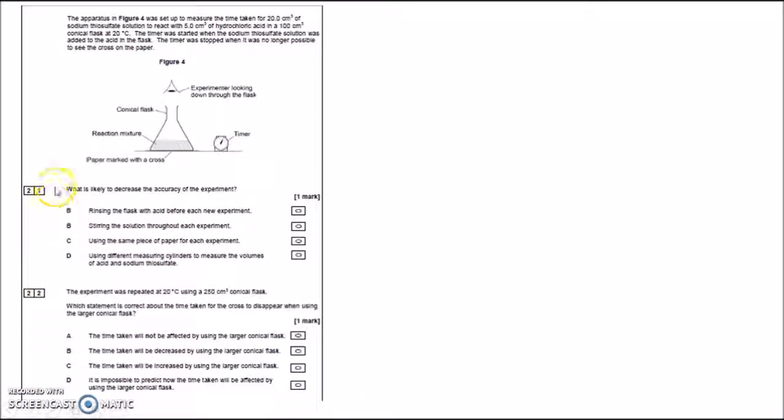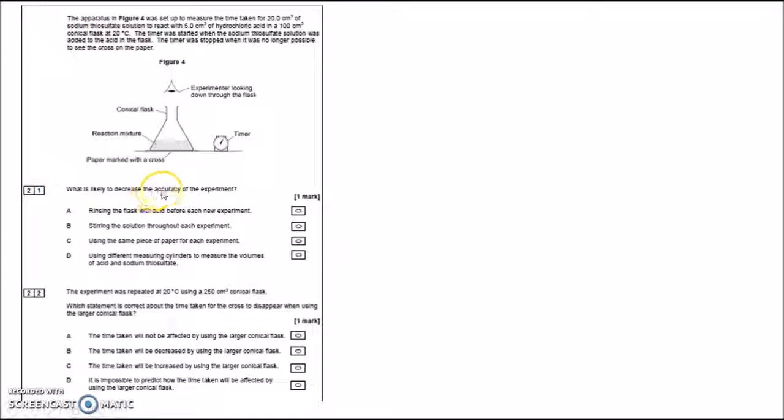Let's look at questions 21 and 22. So what are you doing here? You're mixing some sodium thiosulfate with some hydrochloric acid. You're looking down through this mixture towards a paper mark with a cross. So what actually happens is that this mixture then becomes cloudy, and so you can measure when the reaction's complete or reached a certain stage when you can no longer see the cross.